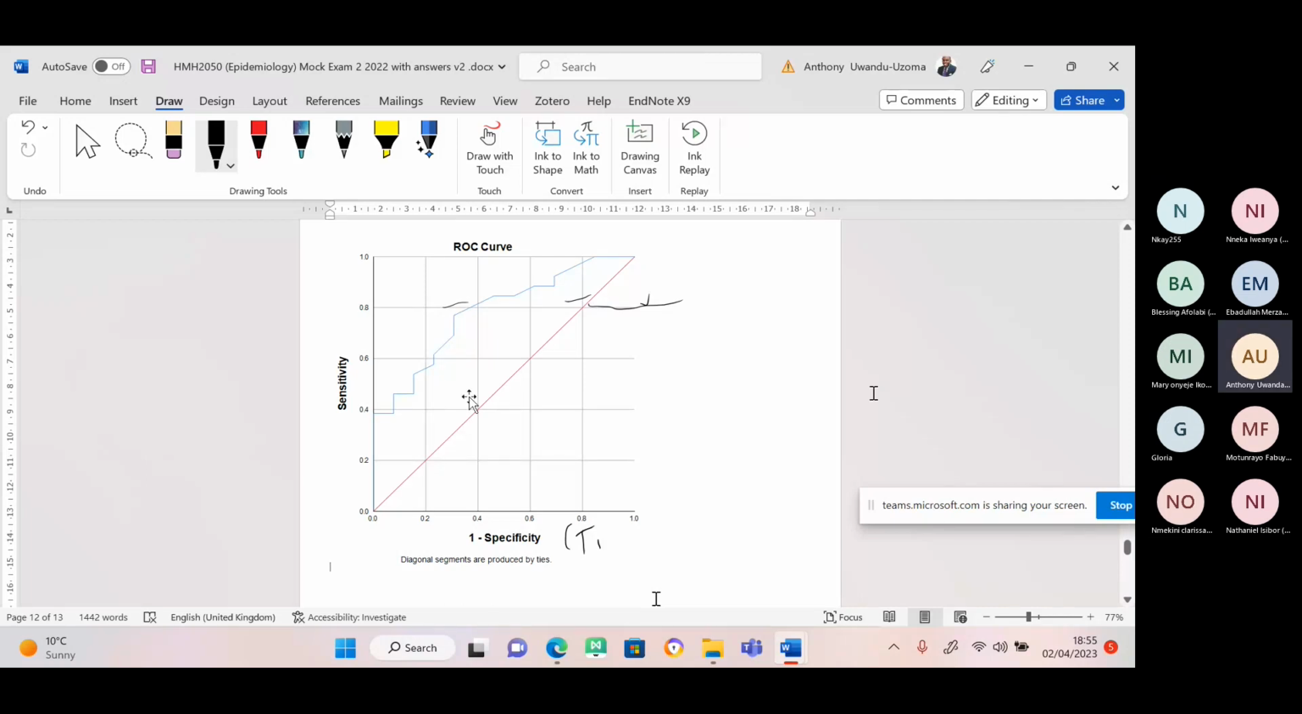So I was saying that I want my ROC to be at the upper left. That is around this side here. That's the key. We want our test results to be around the upper left. The ROC curve should be as close to the upper left as possible. Is that clear?